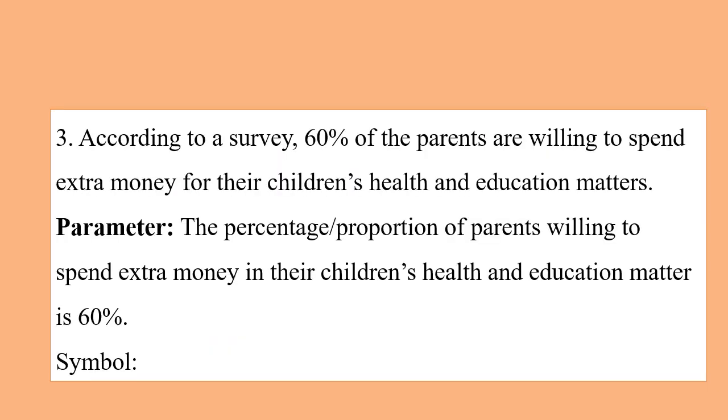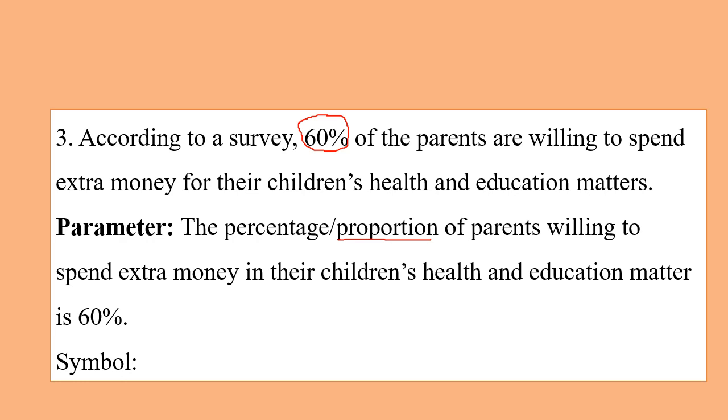Okay, now let's talk about another scenario. Number 3, according to a survey, 60% of the parents are willing to spend extra money for their children's health and education matters. So our parameter here is the percentage or the proportion. When you see a percentage in the problem, that is also what we call the proportion. The proportion of parents willing to spend extra money on their children's health and education matters is 60%.